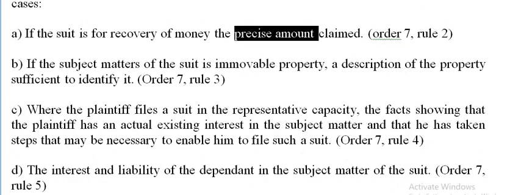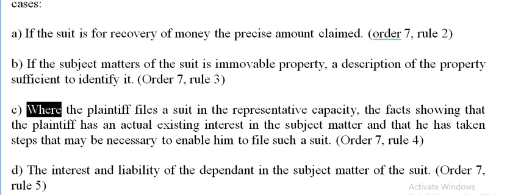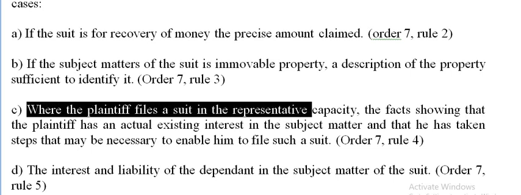Next, if the subject matter of the suit is immovable property, a description of the property sufficient to identify it. We have to mention a description in the plaint so that we can identify that property. It is mentioned in Rule 3. Next, where the plaintiff files a suit in a representative capacity, the facts showing that the plaintiff has an actual existing interest in the subject matter and that he has taken the steps that may be necessary to enable him to file such a suit.